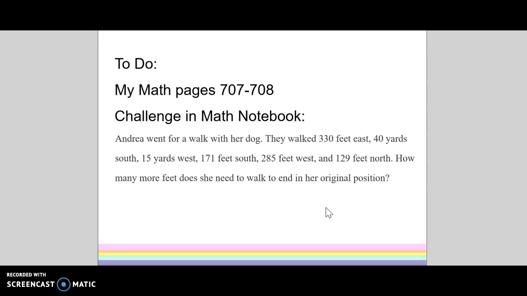I'm going to explain it and go over it, but I want everyone to attempt this challenge problem in their math notebooks. If you guys have any questions, if there's anything you don't understand, please make sure you reach out to me and let me know. If you feel like you need a little bit more practice on anything in Chapter 11, Lesson 1 or Chapter 11, Lesson 2, you can do those My Math pages as well, but the only My Math pages that I need for you to do are pages 707, 708.